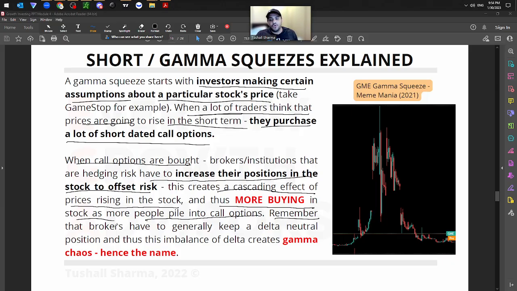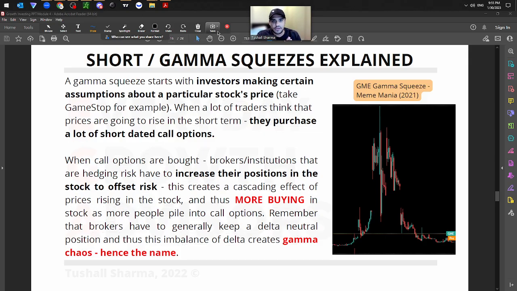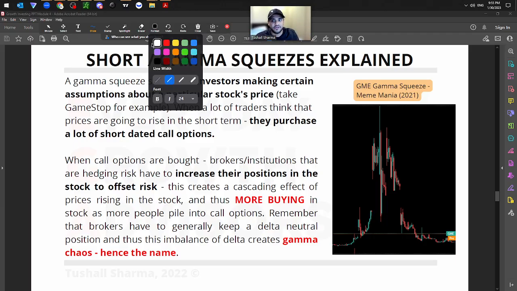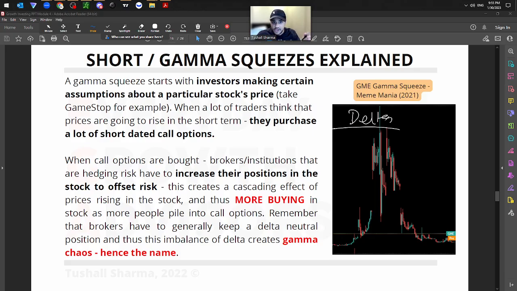You have to remember that brokers generally have to keep a delta neutral position, and thus this imbalance of delta creates gamma chaos. Hence the name gamma squeeze, because they are constantly trying to balance the delta. So remember how market makers or market dealers view the market. They don't think, oh, Jeffrey took one option, I'm going to buy against Jeffrey, or this other person took this option, I'm going to do it this way. No, they look at the total market exposure, and everything is measured in terms of delta. The Greek, delta.